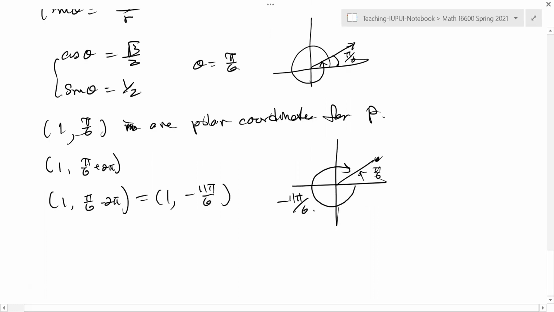All right, so let's rewrite again. My x is going to be 1 times cosine pi over 6, and y equals 1 times sine pi over 6.